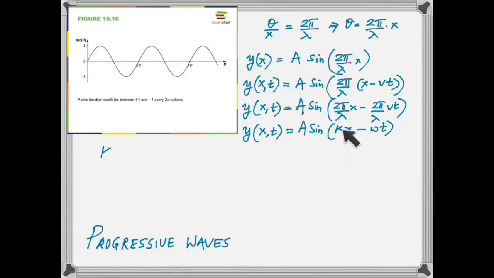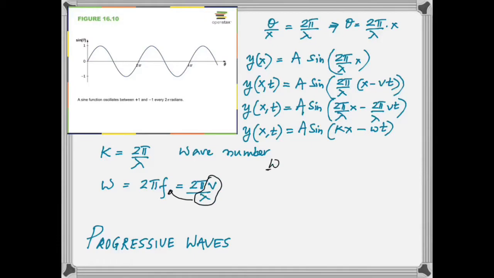And here you have two constants. K is called the wave number. K is 2 pi by lambda. And K is the wave number, a very important constant. Omega is angular velocity, 2 pi f, or 2 pi by T.